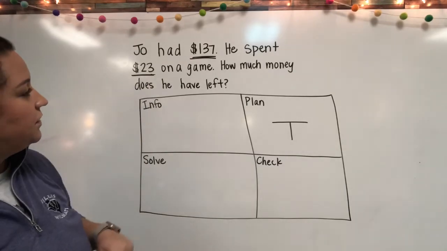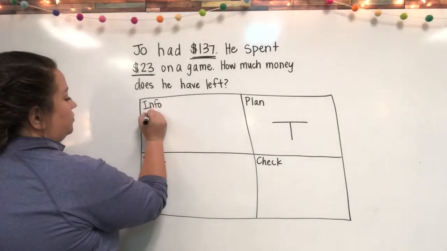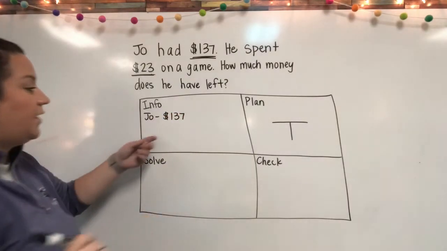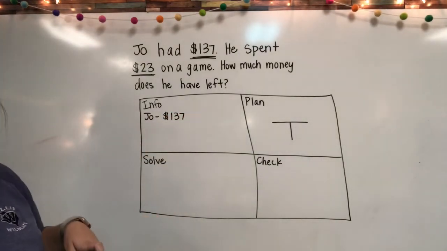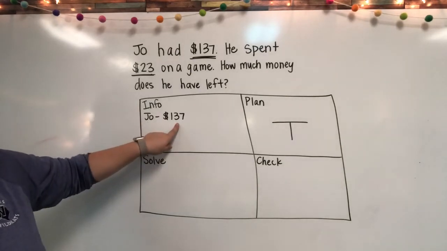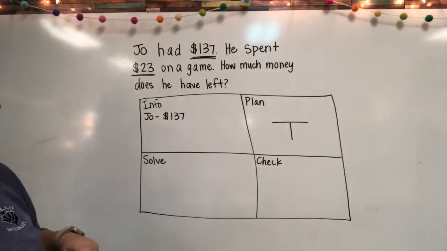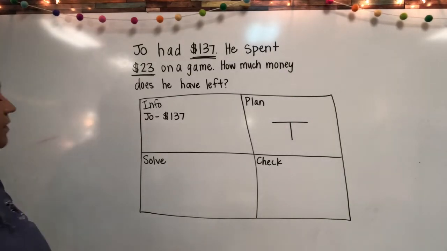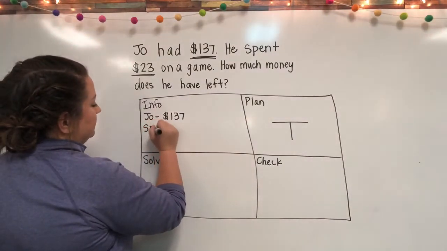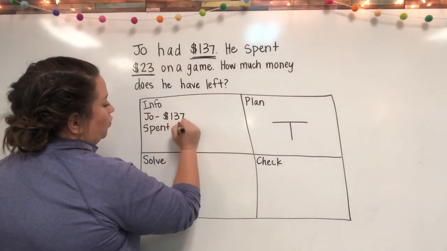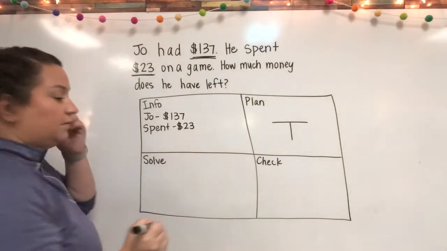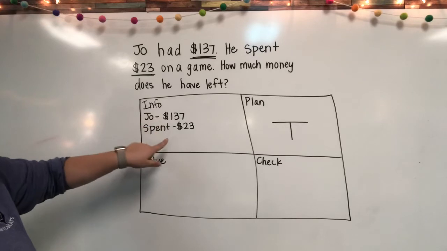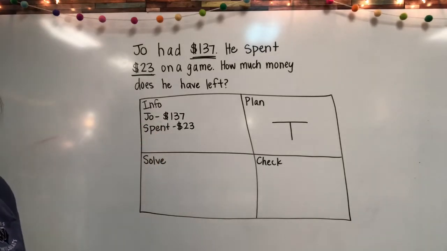Joe had $137. So I'm going to write Joe. I'm going to write 137. So go ahead and put that in your info box. Joe, and he started with $137. He spent $23 on a game. So I'm going to write spent $23 on a game, okay? Because I know that he started with $137, but he spent some money on a game.